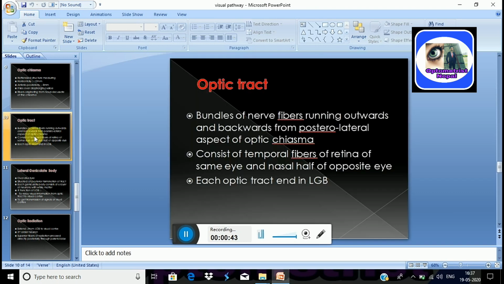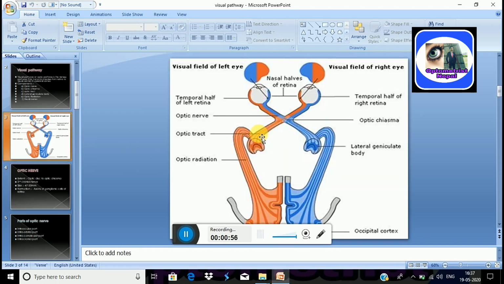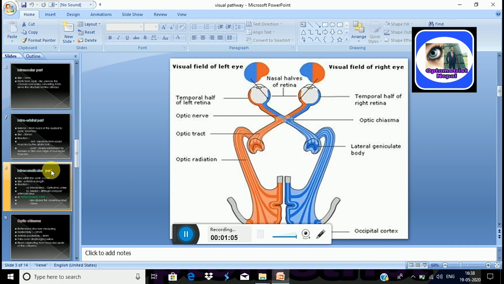The next is the optic tract. These are bundles of nerve fibers running outward and backward from the posterior lateral aspect of the optic chiasma. Yes, bundles of optic fibers are running backward and outward posteriorly.